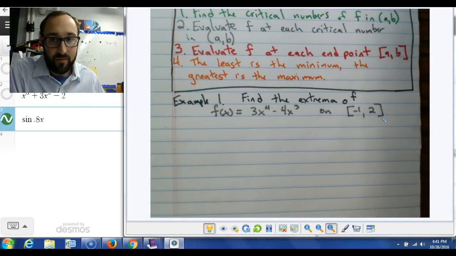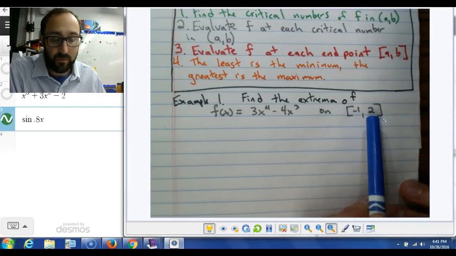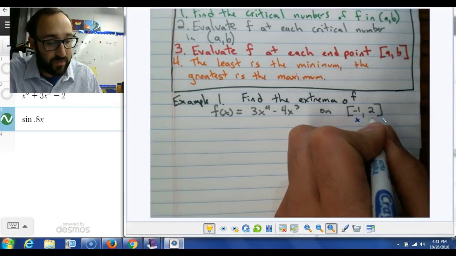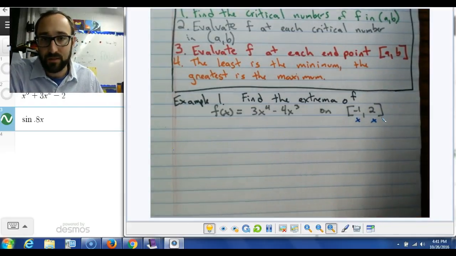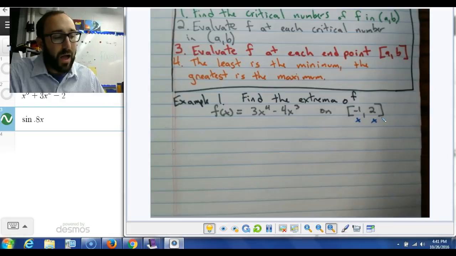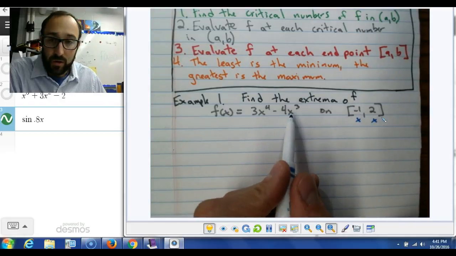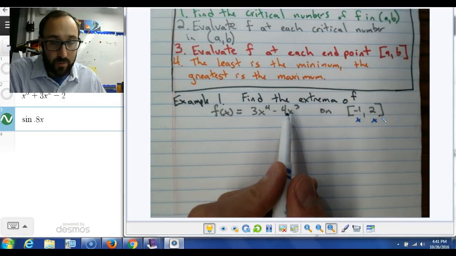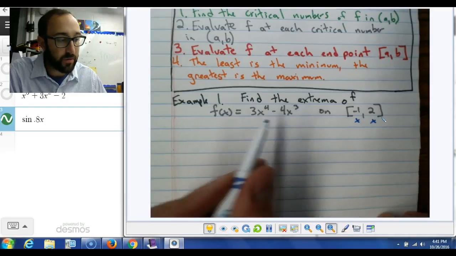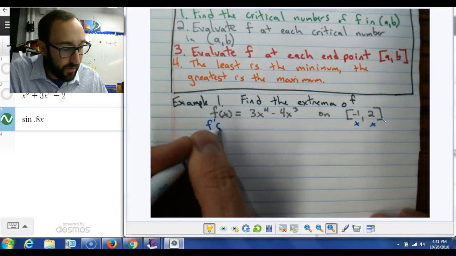Find the extrema of f of x equals 3x to the fourth minus 4x to the third on the interval -1 to 2. And remember, that is both x values. So we're going from -1 to +2. Okay, so I want to find the critical numbers. Finding critical numbers, remember, that's when the derivative is equal to 0. So what I'm going to do is find f prime of x.